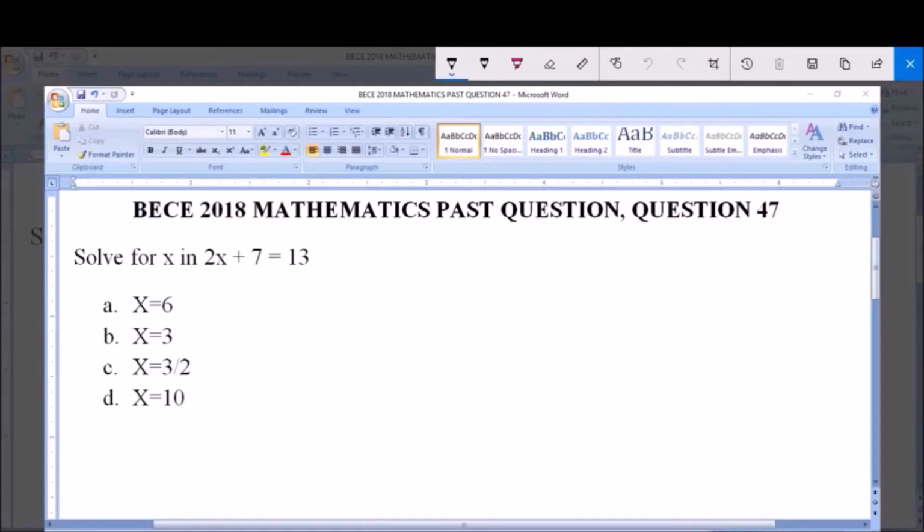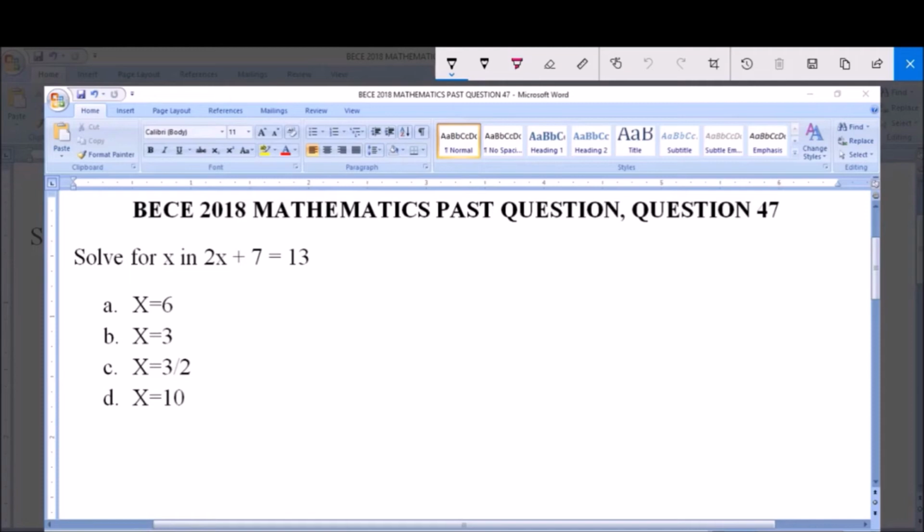Today we're going to be dealing with BECE 2018 Mathematics Past Question, question 47. Solve for x in 2x plus 7 is equal to 13. A, x is equal to 6, B, x is equal to 3, C, x is equal to 3 over 2, and D, x is equal to 10. So we have to solve for x in this equation.